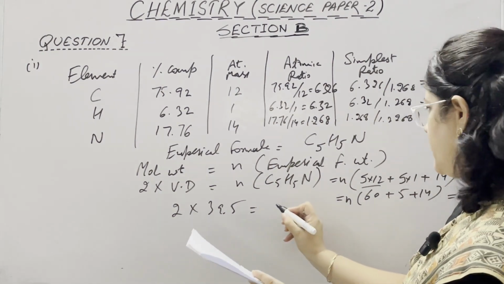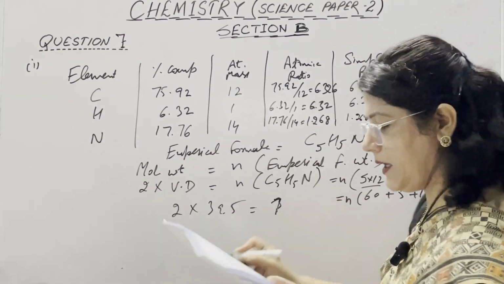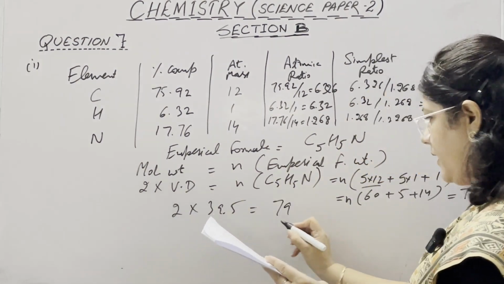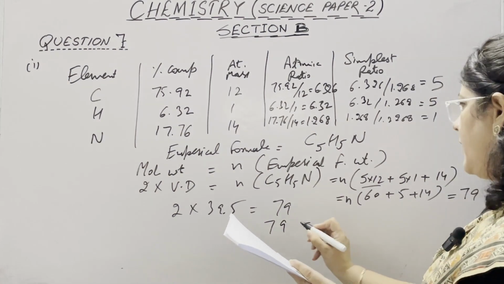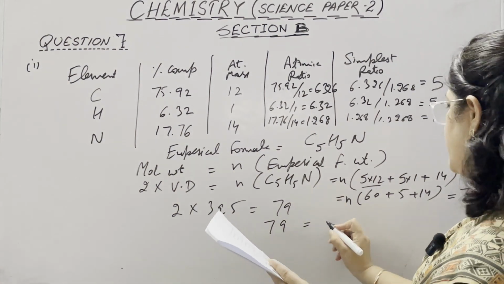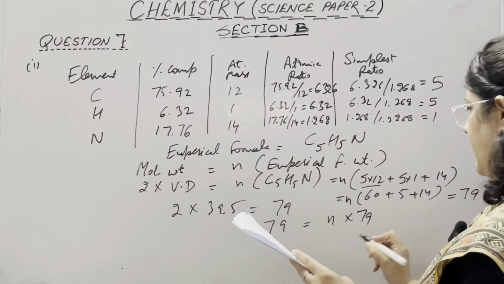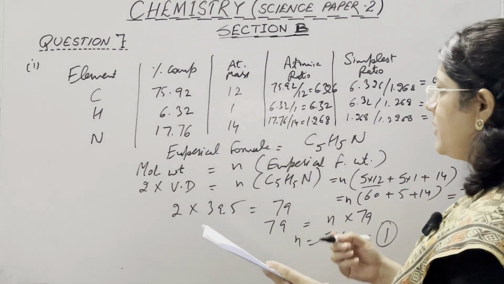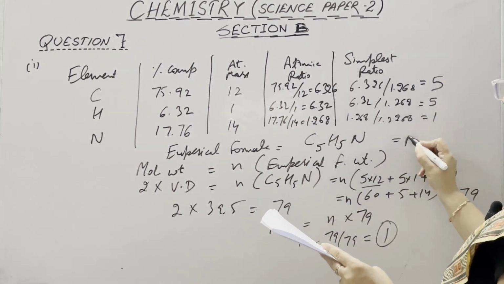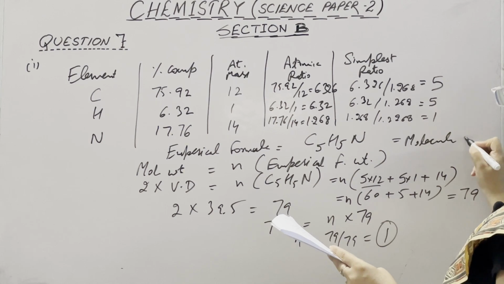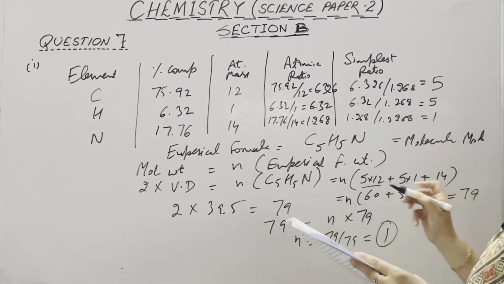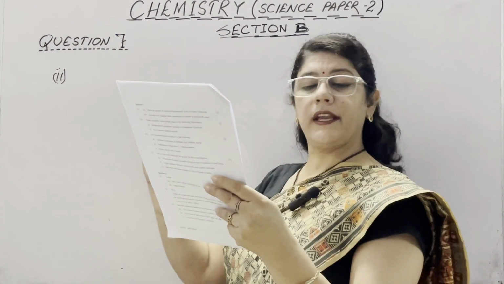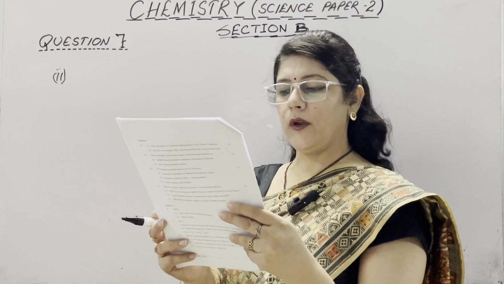And here vapor density is 39.5. So the molecular weight is 39.5 multiplied by 2, so it is 79. So at the end, 79 is equal to n into 79. It means n is equal to 79 divided by 79, which is 1. So empirical formula is equal to molecular formula over here. So our answer is that the molecular formula as well as the empirical formula is C5H5N. It means pyridine.